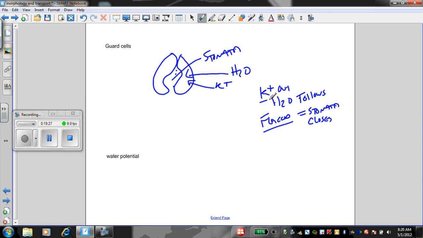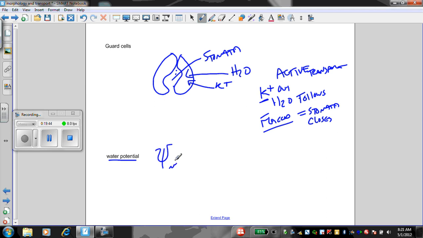Okay, so that's all potassium governing, and this is active transport. So the plant has to work to do this. Water potential is a formula that you're going to have to know.